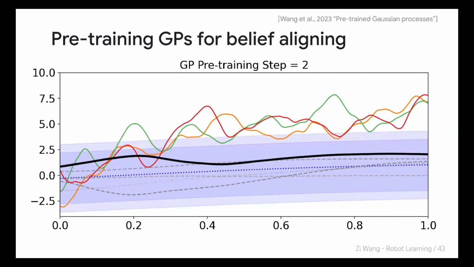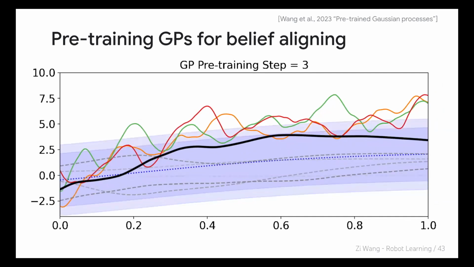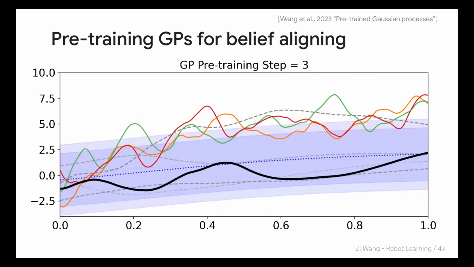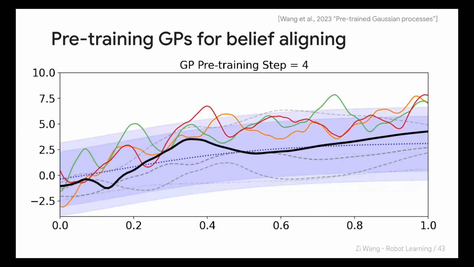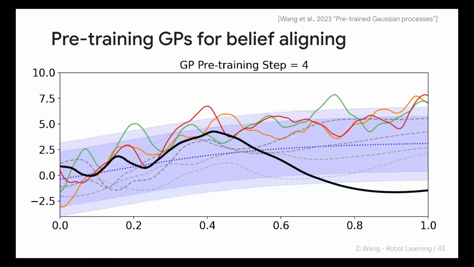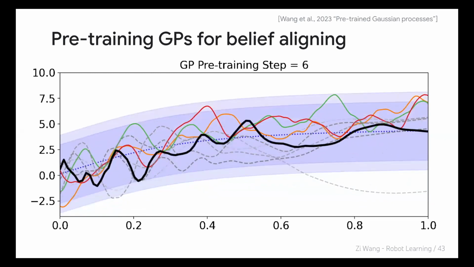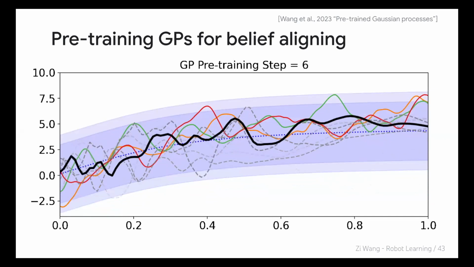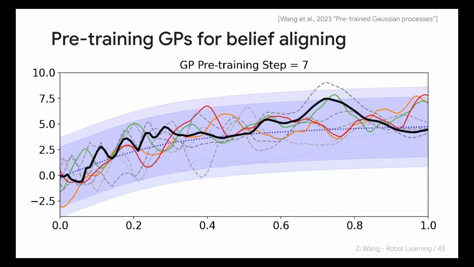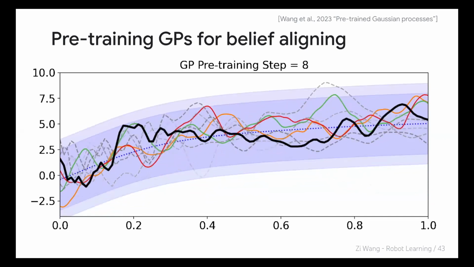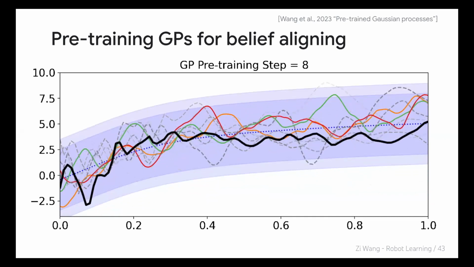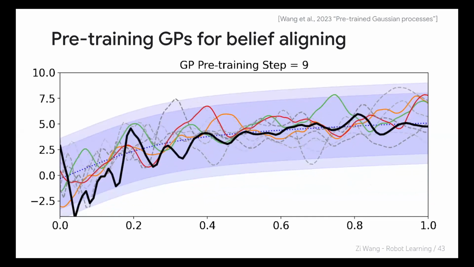So basically, we want to train our Gaussian process so that it generates functions that look more and more similar to the ones that we had experience with, so the training functions. And okay, I'm just looking at the animations. It's always fun to watch.